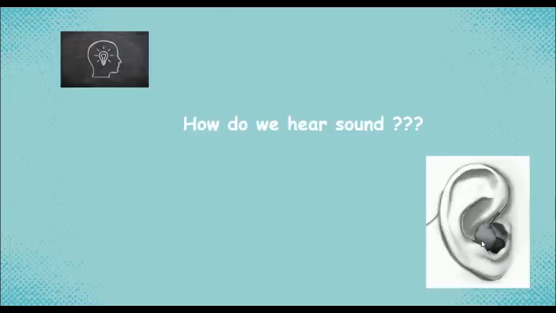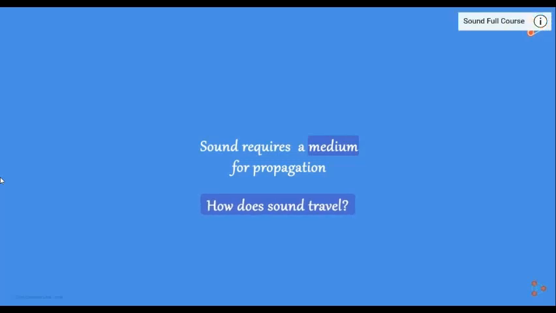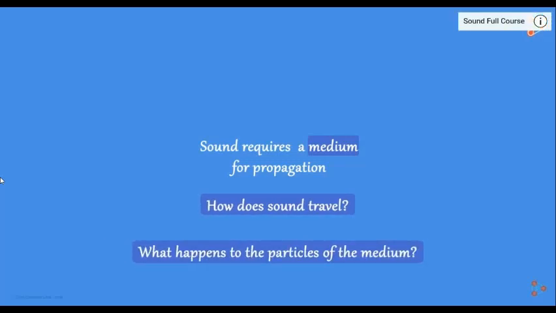Next question is, how do we hear sound? So we just learned that sound requires a medium for propagation. Propagation means आगे बढ़ने के लिए. तो मीडियम रहना जरूरी है. बट साउंड ट्रैवल करता कैसे? एग्जैक्टली क्या हो रहा है वहां अंदर? वो पार्टिकल्स को क्या होता है? मीडियम के जो मॉलिक्यूल्स है, what happens to them?